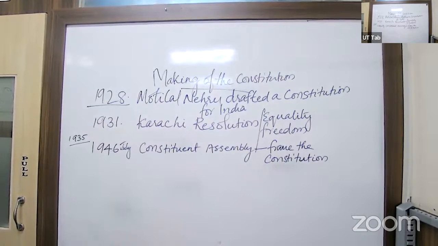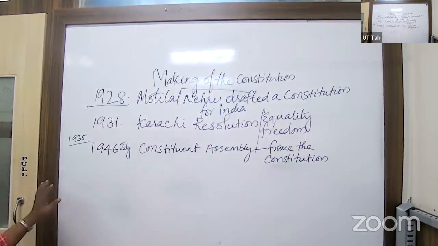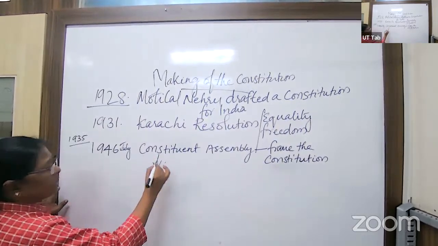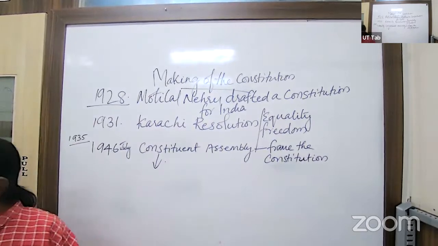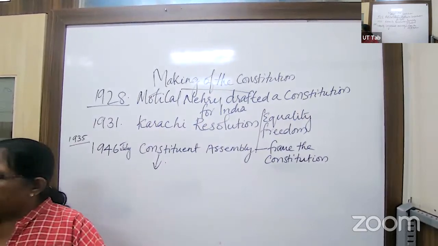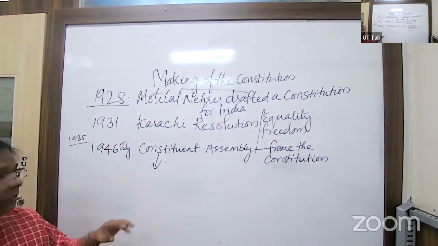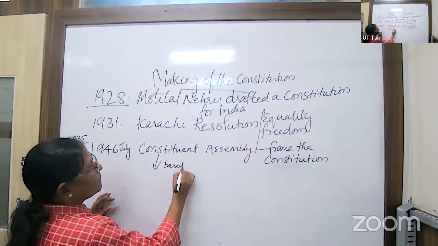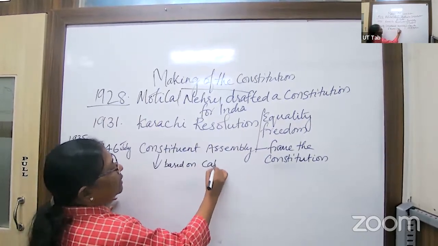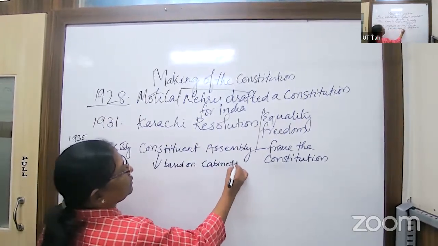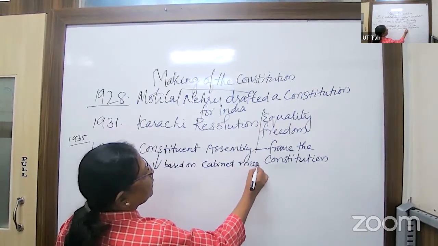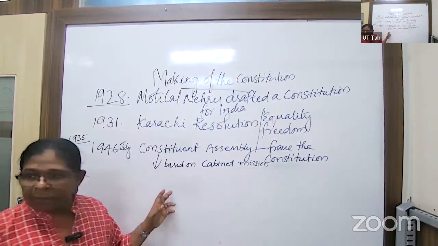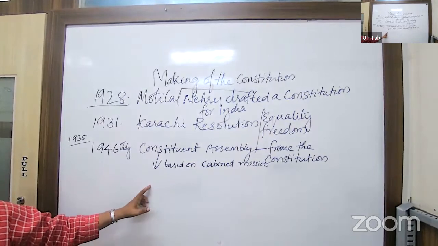Okay. Constituent Assembly, understood. Now, how was this Constituent Assembly composed? How many members are there? And on the basis of what? It was based on the Cabinet Mission.